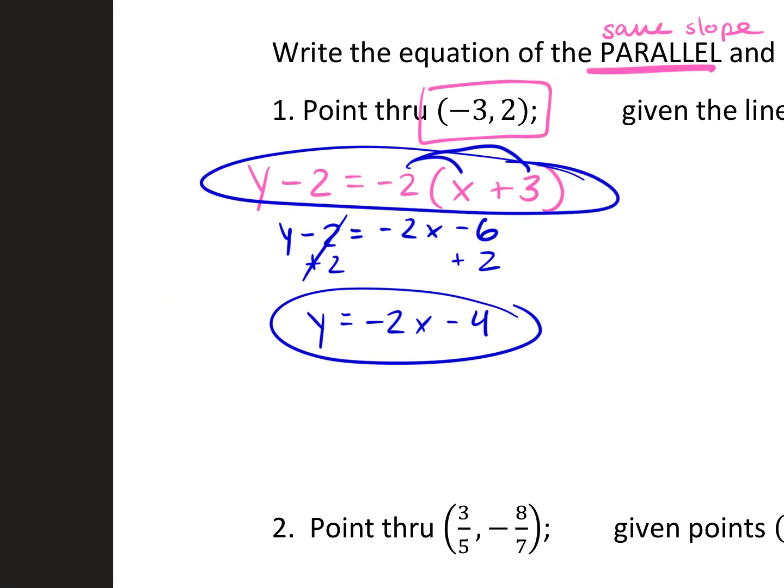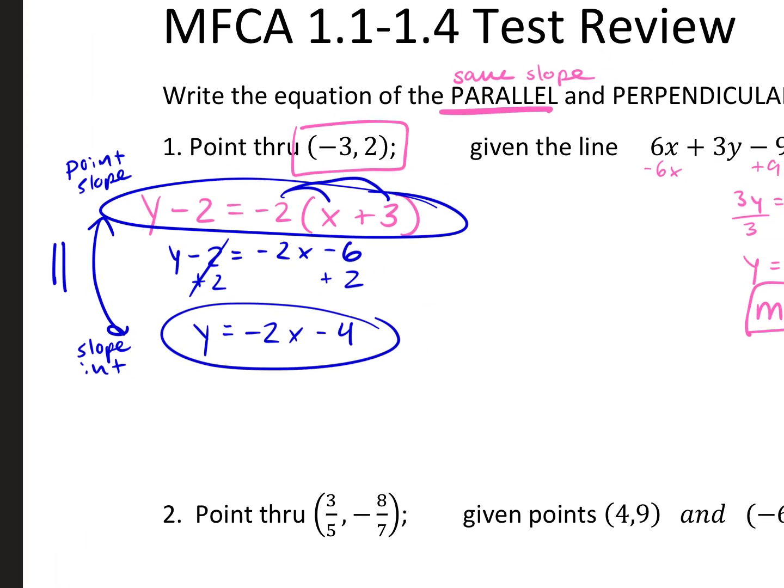So either one of these answers would work depending on what form it asks. We have point slope and slope intercept. But these are both lines that are parallel to the given line.